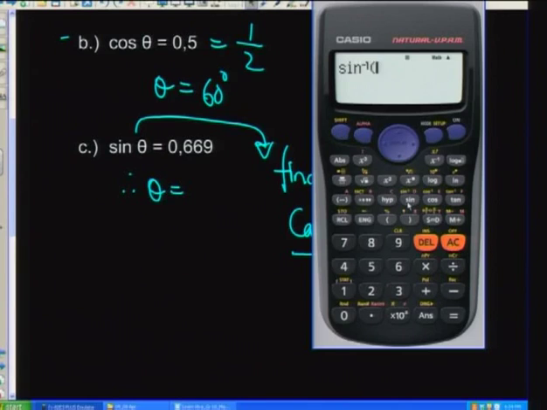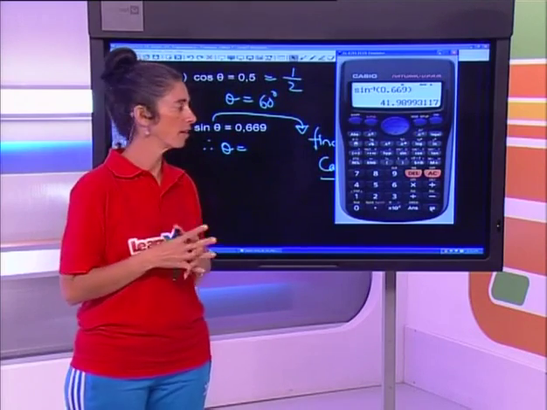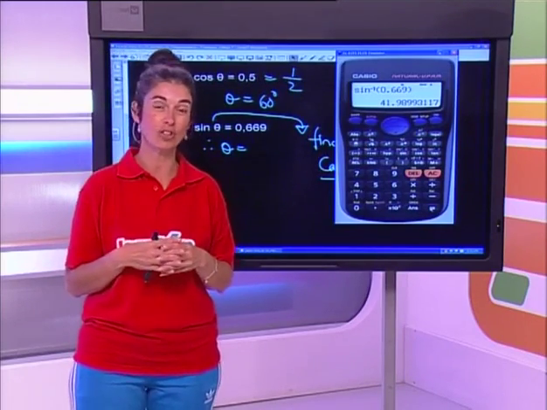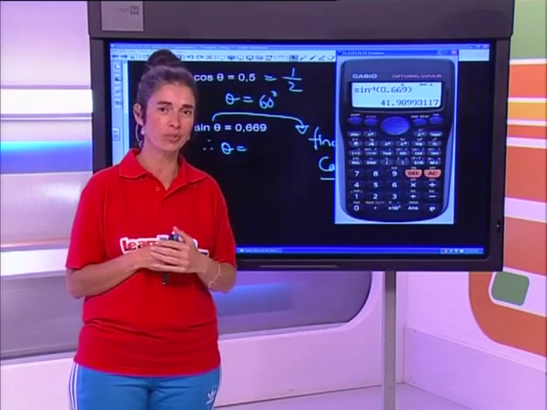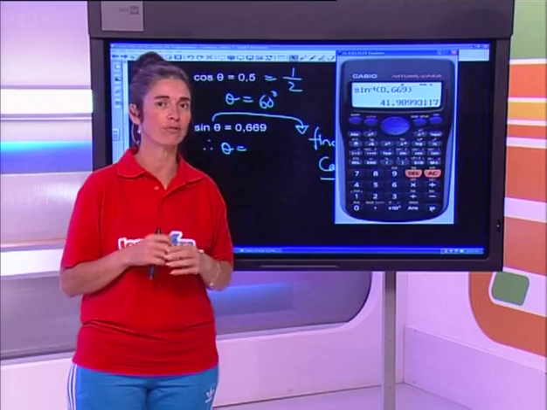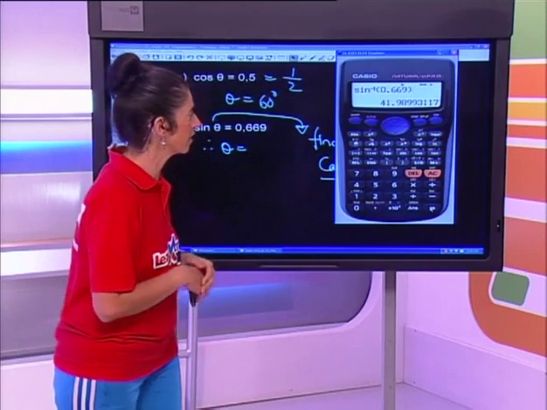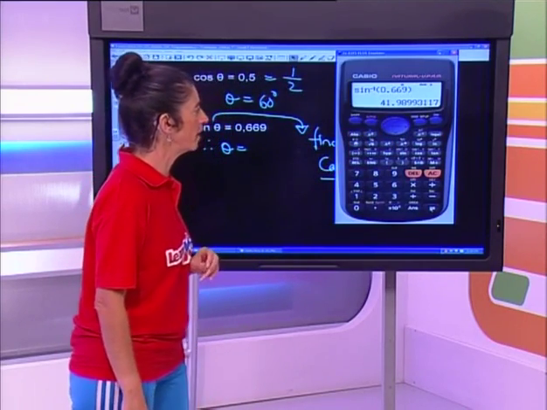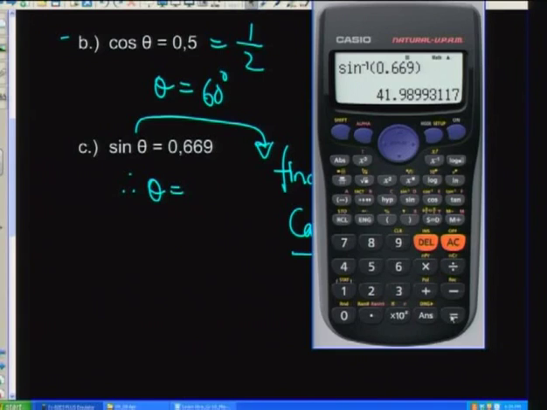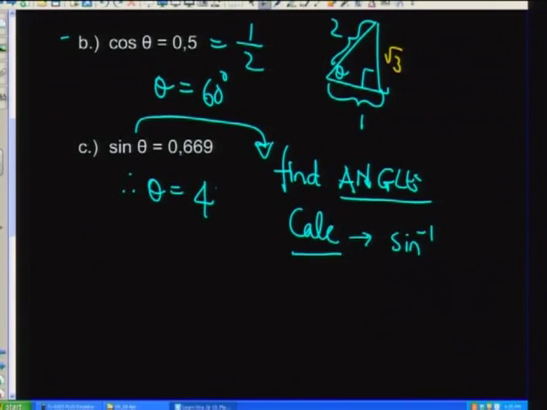Calculator, inverse sine button of 0.669. What is the angle? 41.98. Stick to your instruction with decimal places. I find that with angles, 1 decimal place is sufficient, because your protractor doesn't have any more units than that. But you really do have to look at the instruction. If it says 2, you need 2 decimal places. So for the time being, it's 41.9. Rounded off to 1 decimal place would be 42, and that's good enough for us as mathematicians. An angle of 42 degrees would be good enough.